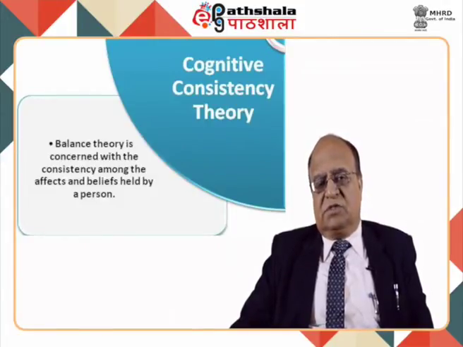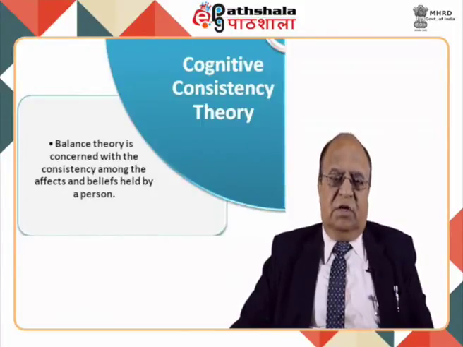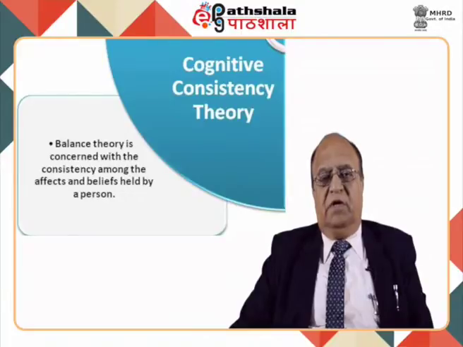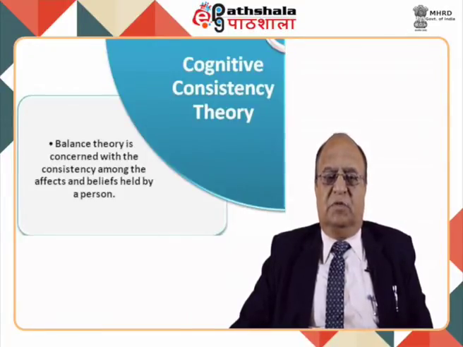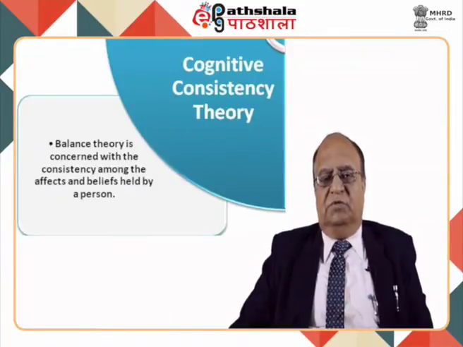The earliest consistency theory is the balance theory. Balance theory is concerned with the consistency among the affects and beliefs held by a person. Thus, there are three relevant evaluations. Number one, the first person's evaluation of the other person. Number two, the first person's evaluation of the attitude object. And number three, the other person's evaluation of the attitude object.